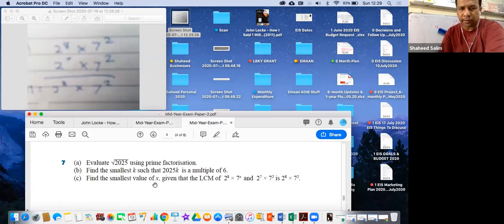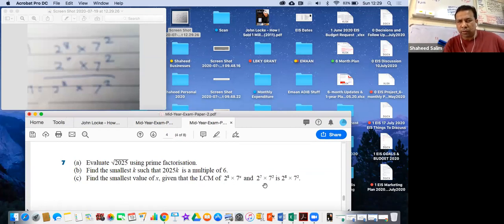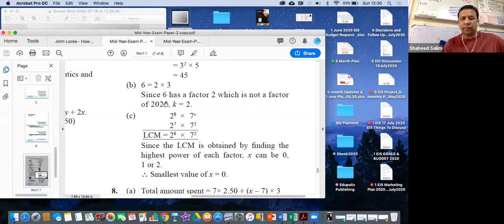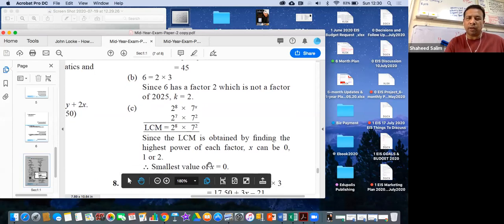Find the smallest value of x given the LCM of 2 to the power 8 times 7 to the power x and 2 to the power 7 times 7 to the power 2 is 2 to the power 8 times 7 to the power 2. So you have come to the conclusion that x is equal to 2, right? Correct. Your answer is x equals 2. Is it correct? Yes. Okay, let us see. Yeah, you have the same thing. Since the LCM is obtained by taking the highest, x can be 0, 1, or 2.